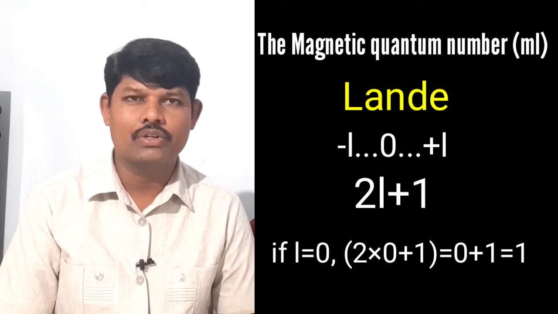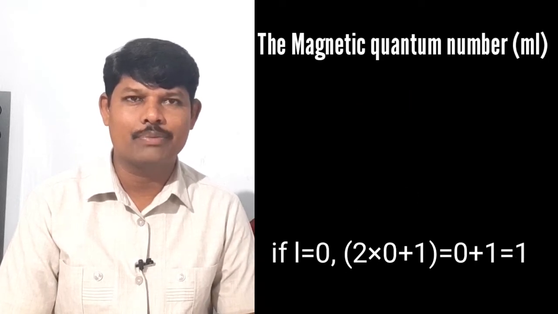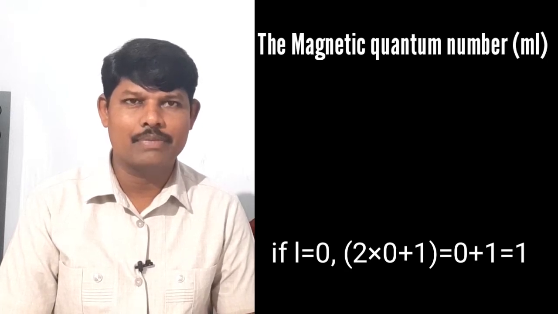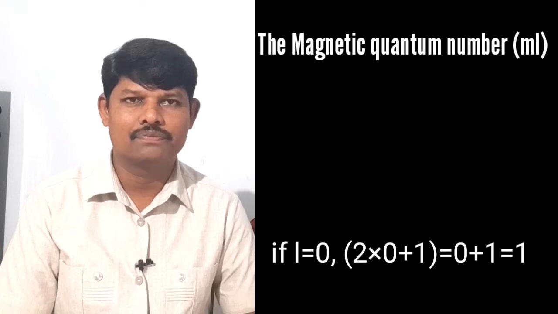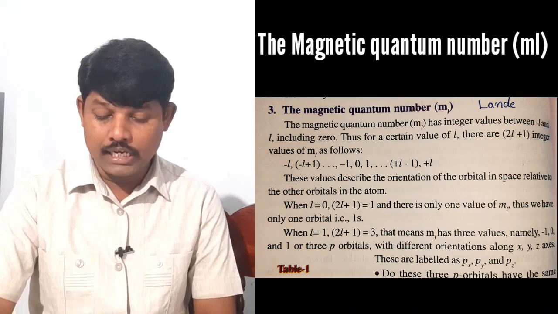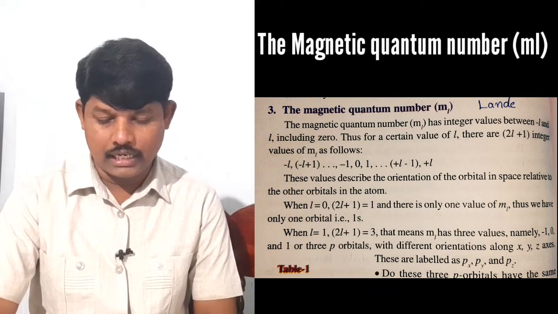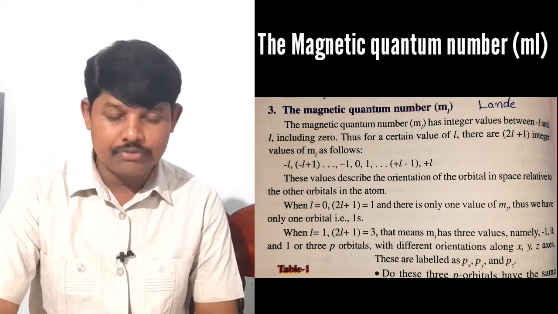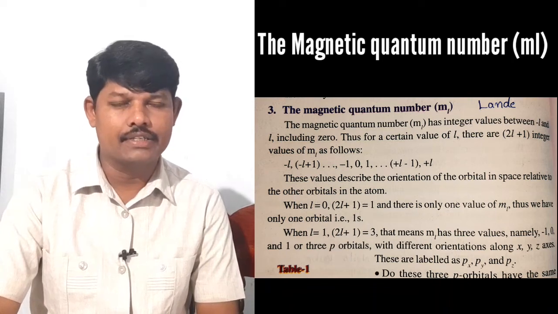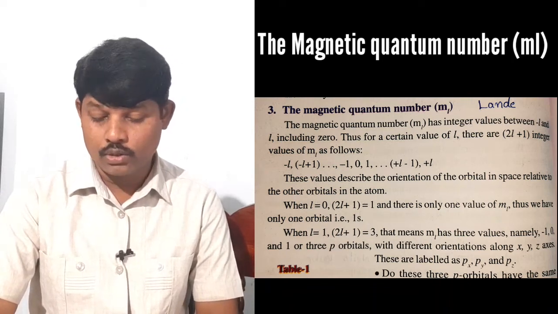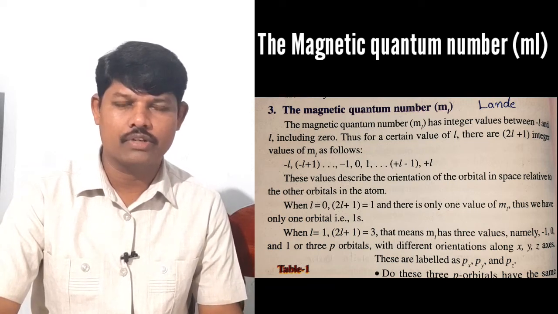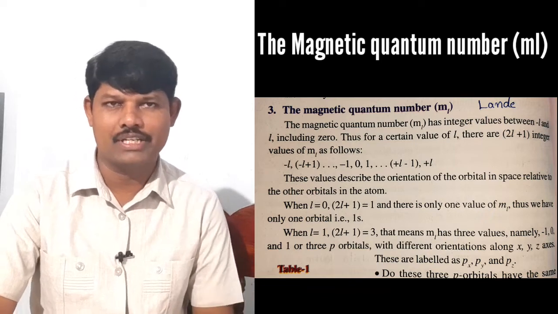L is equal to 0. How many values? L is equal to 0 means 2 into 0, 0 plus 1. That means ML has only 1 value. Observe the textbook. When L is equal to 0, 2L plus 1 is equal to 1, and there is only one value of ML. Thus we have only one orbital, that is 1s orbital. So when L is equal to 0, the maximum value 2L plus 1, we are getting only 1. That means only 1s orbital is present.